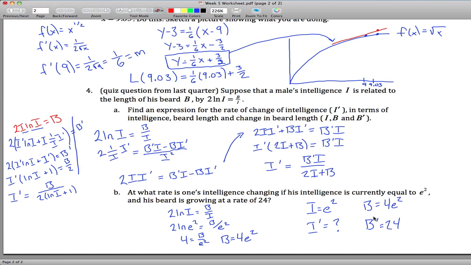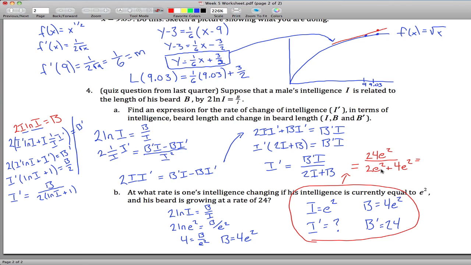So a little bit of algebra, you can figure out what goes here. And then once you have these pieces, we can just plug them into our answer up here. Maybe I'll change colors using all this stuff. We plug in up here and get our answer to part B: instead of B prime, we'll write 24. Instead of I, we'll write e squared. And then 2, instead of I again, we write e squared. And instead of B, we write 4e squared. And this is correct, but you can simplify a little bit.